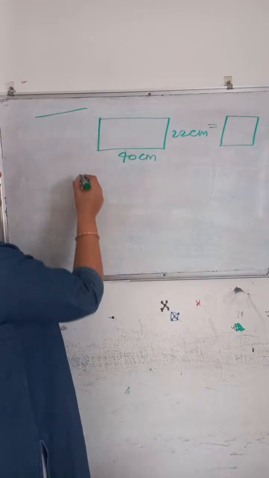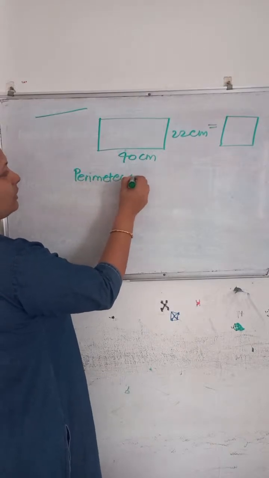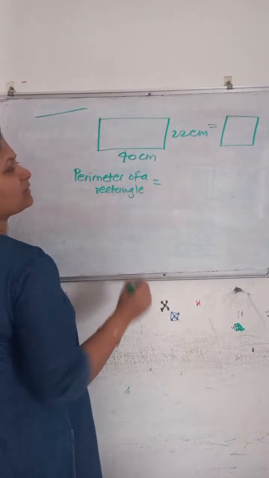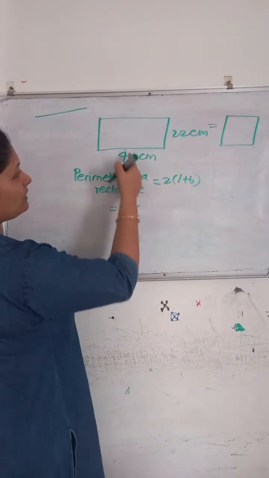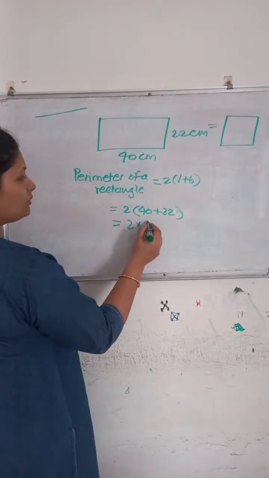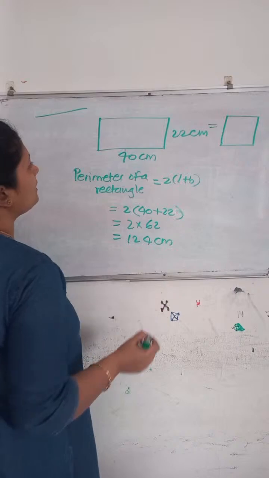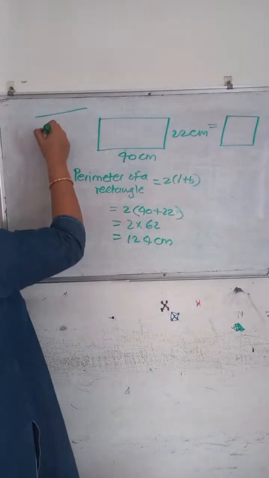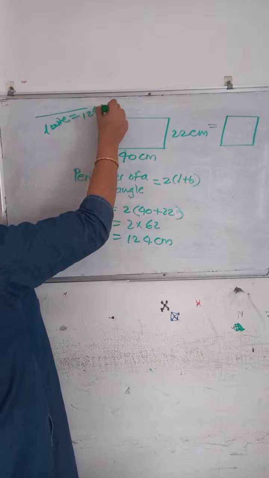So can I first find out the perimeter of the rectangle? What is the perimeter of a rectangle? 2 into (length plus breadth). So 2 into, the length is 40 and the breadth is 22, so 2 into 62, and 2 twos are 4, and this is 12, so 124. So the total perimeter of the rectangle is 124. That means the length of the wire is also 124 centimeter, no?